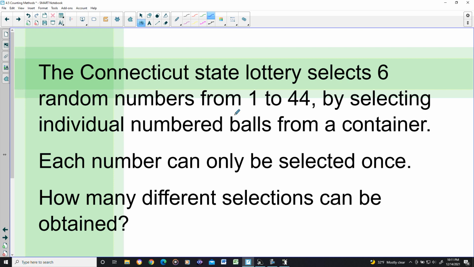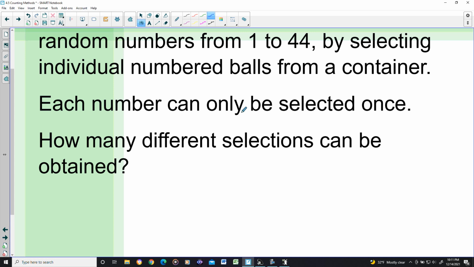Okay, let's start with the first ball. In this case, we're going to put our 6 selections down at the bottom. Oops, my pen turned off. So we're going to put 6 selections, 3, 4, 5, 6. We're going to put 6 selections at the bottom.